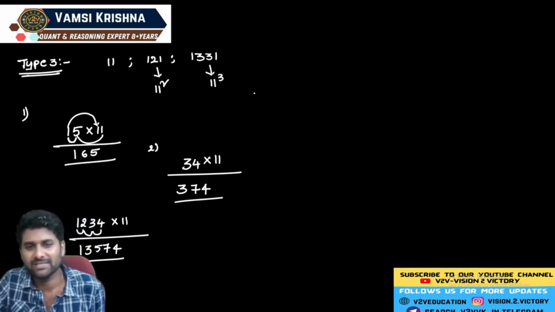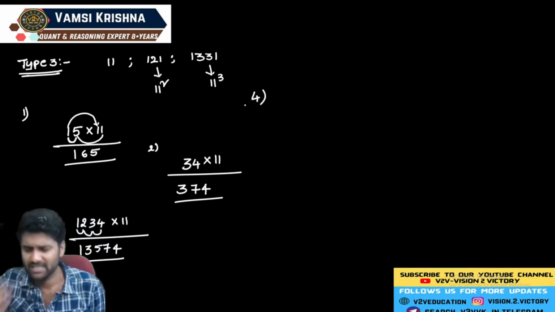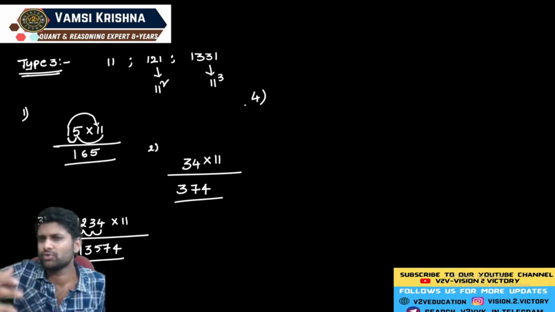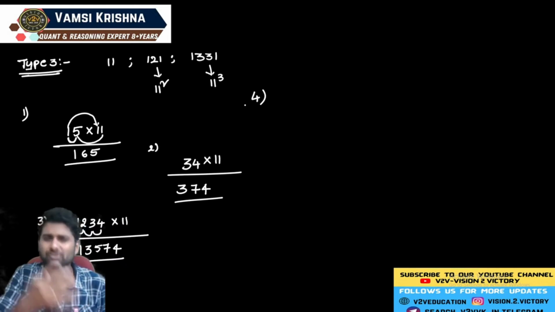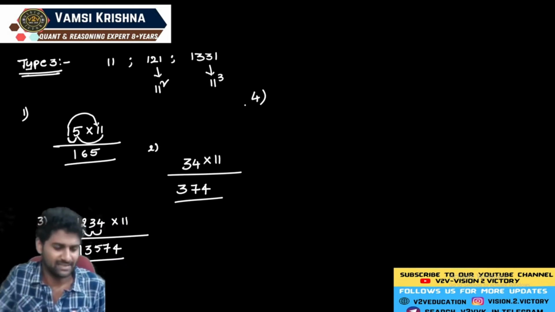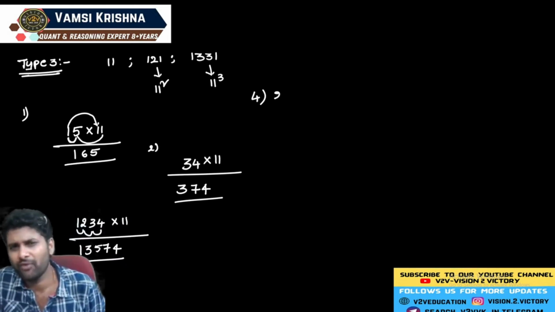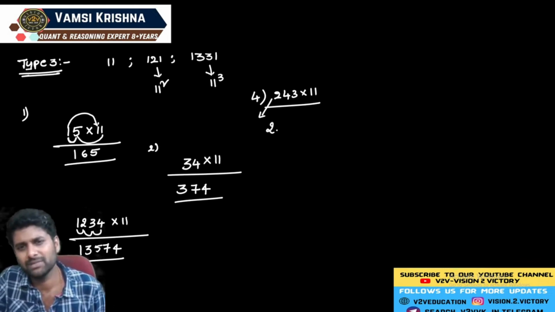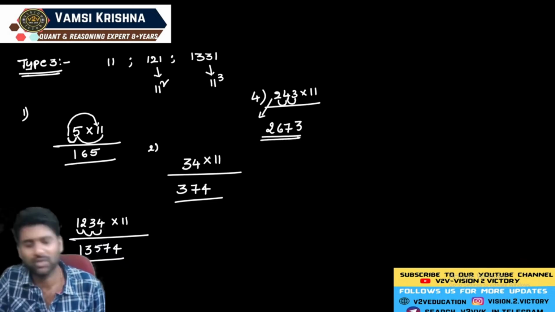Let me take one more example, guys. Just go through the multiples. If you practice many questions, then you can easily memorize these different methods, guys. You can follow any of these methods. Remember my suggestion: you have to save your time. So here take the number 243. Take 2, then 2 plus 4 is equal to 6, 4 plus 3 is equal to 7, and 3 ones are 3. So here the answer is 2,673.